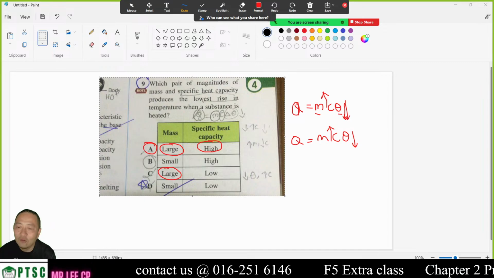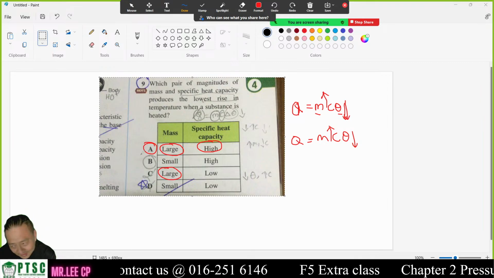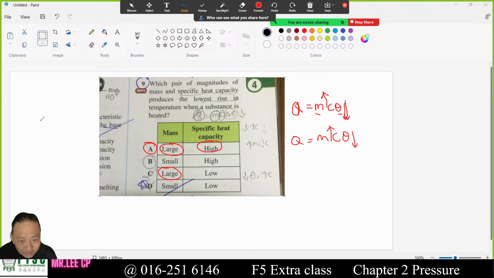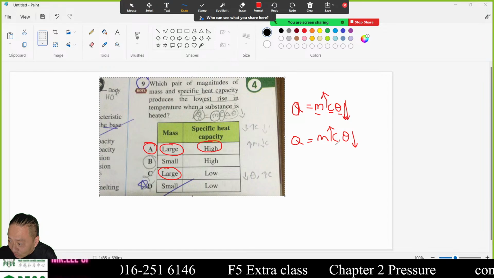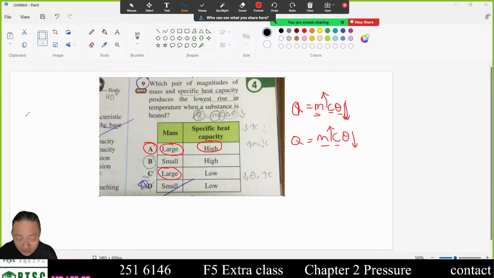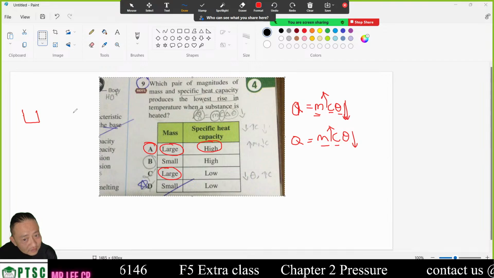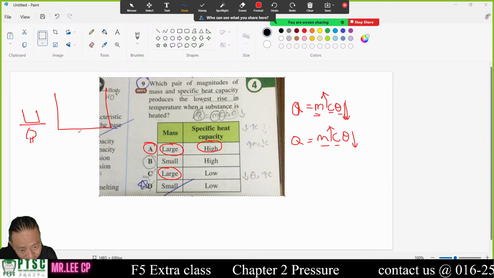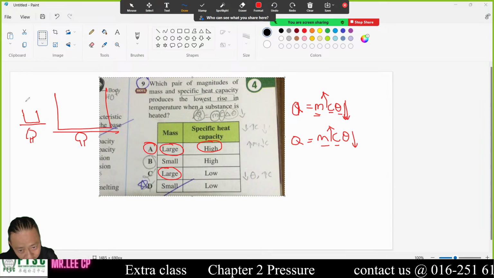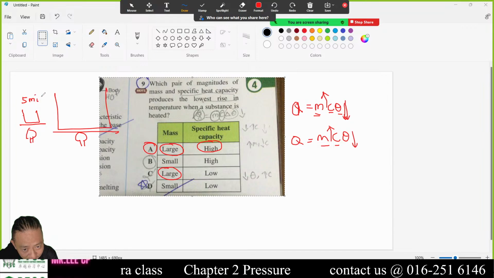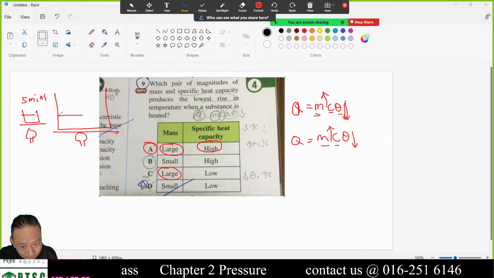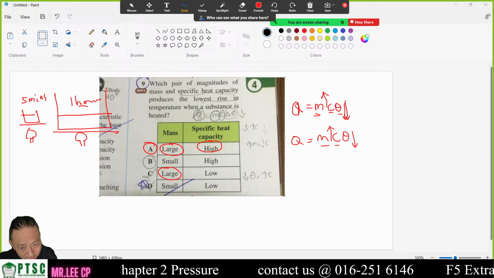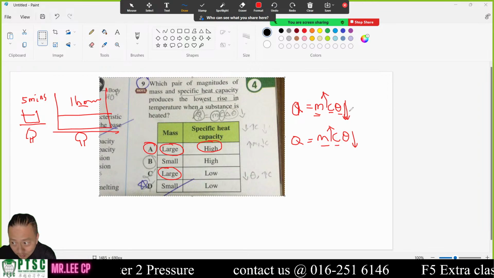Okay, now how do I explain? Maybe you are not my student, so probably you don't understand what I'm saying. Now I don't want to talk about heat capacity first. I talk about mass. I got one beaker and a second beaker. I heat them with the same Bunsen burner. This one I heat 5 minutes, the water boils already. This one I heat 1 hour, it still hasn't boiled. Why? Because the mass is too big. The mass is big, temperature rise is low.